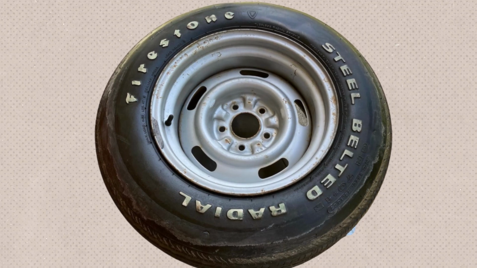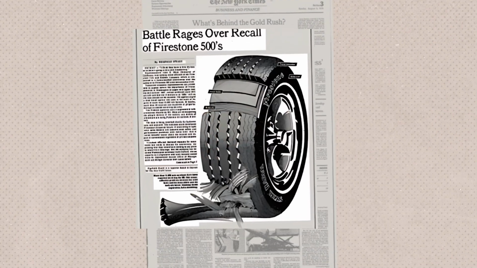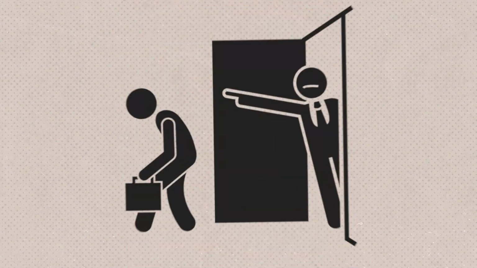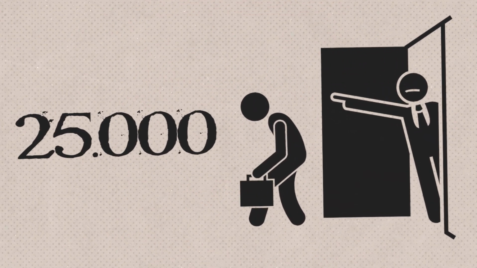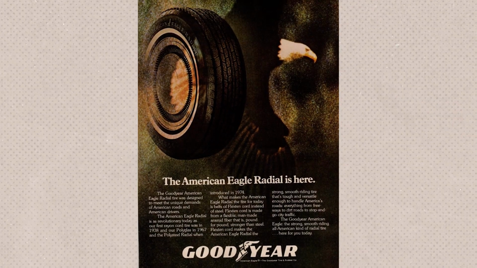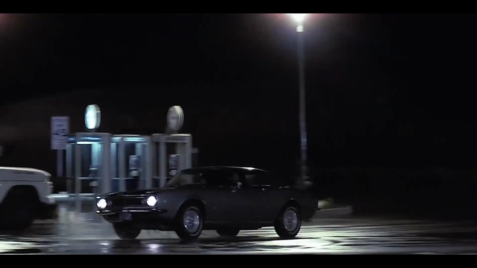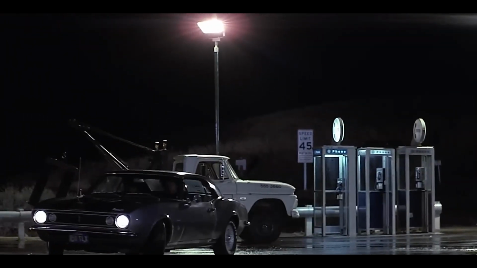1977. Firestone introduces the Firestone 500, a notorious failure. They were forced to recall 9 million tires, laying off 25,000 workers and nearly bankrupting the company. 1977. Goodyear introduces their own radial design. 1983. All new American cars come standard with radial tires.